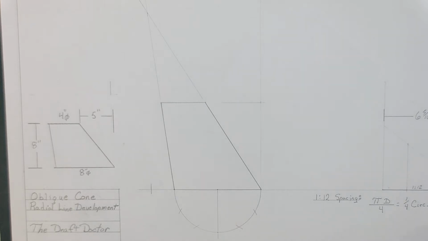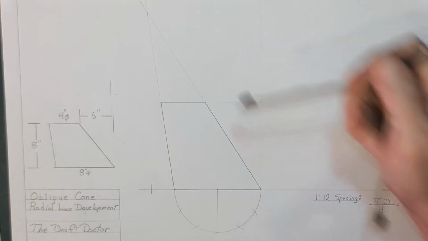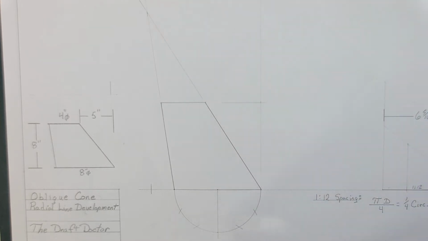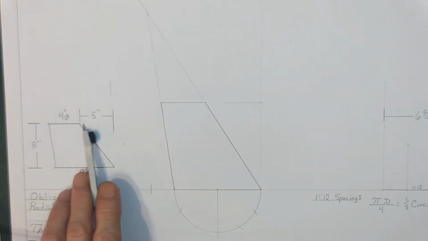Hello everybody, I'm the Draft Doctor, and today's layout is going to be an oblique cone. We're going to use radial line development to lay this out because it's possible when our apex is within reach. Our fitting today is an 8-inch round to 4-inch round transition that is offsetting 5 inches.